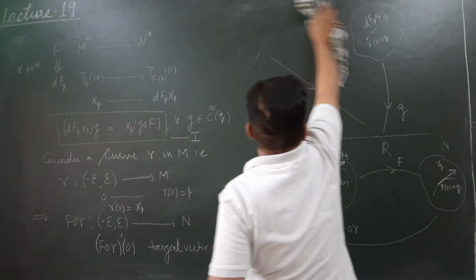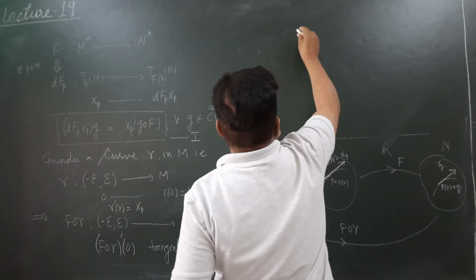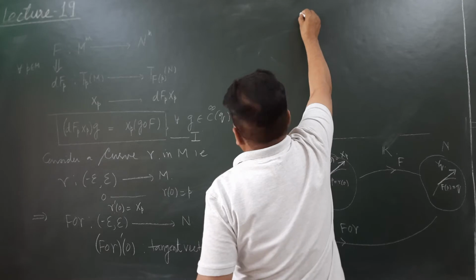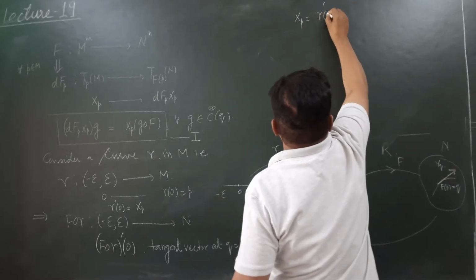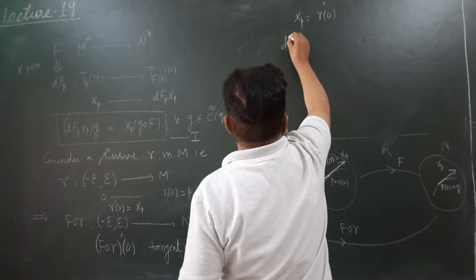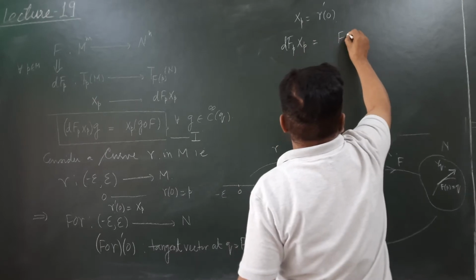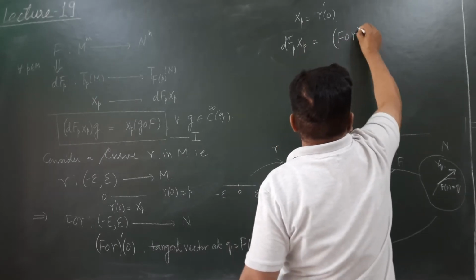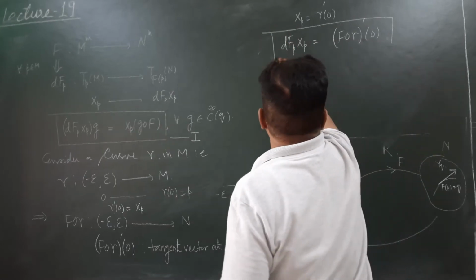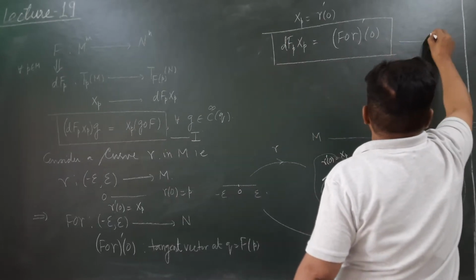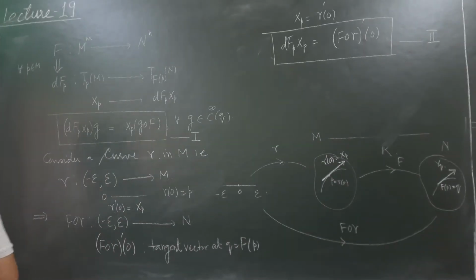Let me rub off this part. So the second definition is, XP we have assumed is gamma dash 0. So we define DFP XP equal to F composition gamma dash at 0. This is another way of defining the differential of F.